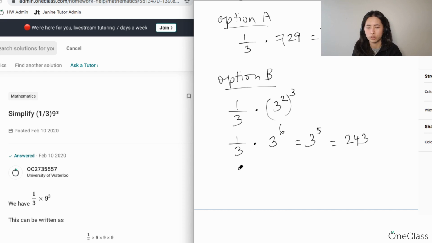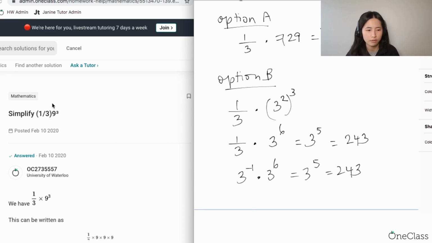So this is 243. Or you can write this as -1, then you have 3, then you have 6. Then all you have to do, because you're multiplying, right? You're supposed to add your exponents. So this is 6 and -1, it's still going to be 5. So this is 243. Okay, great.